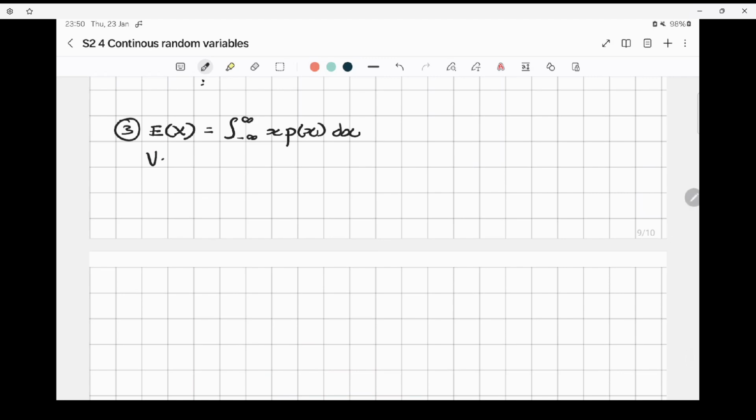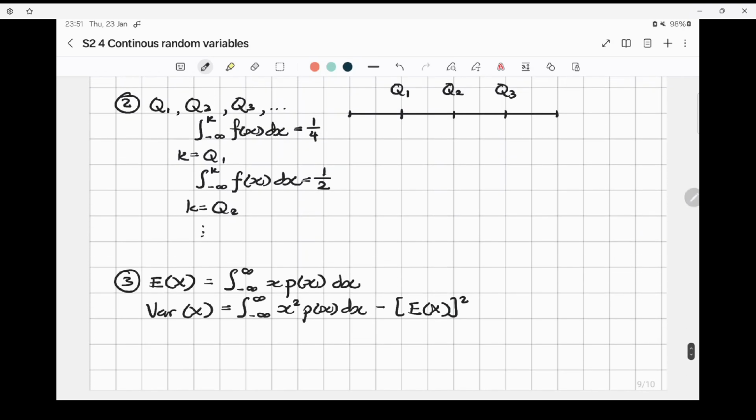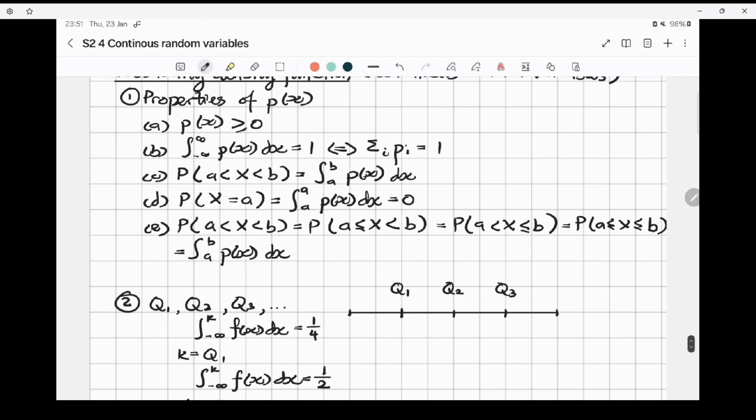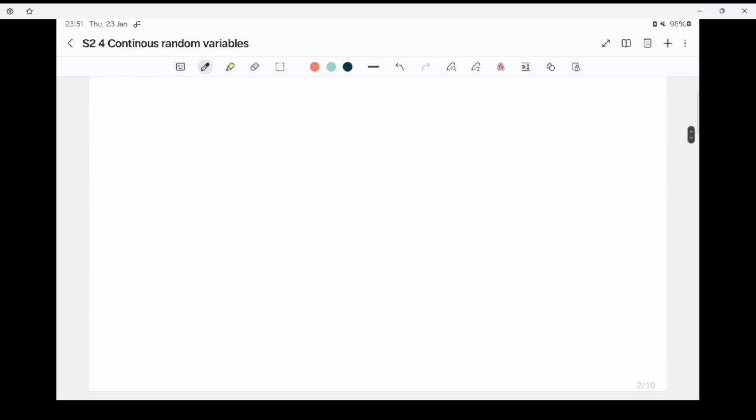Then the variance will be the same thing. This will be integrating from minus infinity to infinity. So you have x squared p(x) dx minus E(X) squared. So these are the definitions that you need to remember. The way you use them, we'll look at in the examples right now. So let's look at the examples that I've prepared.